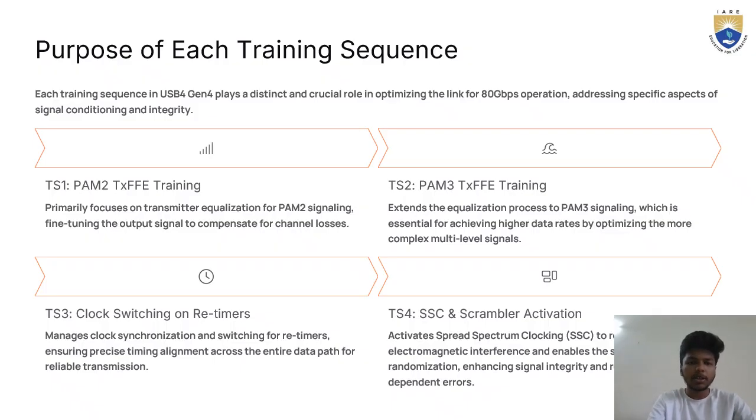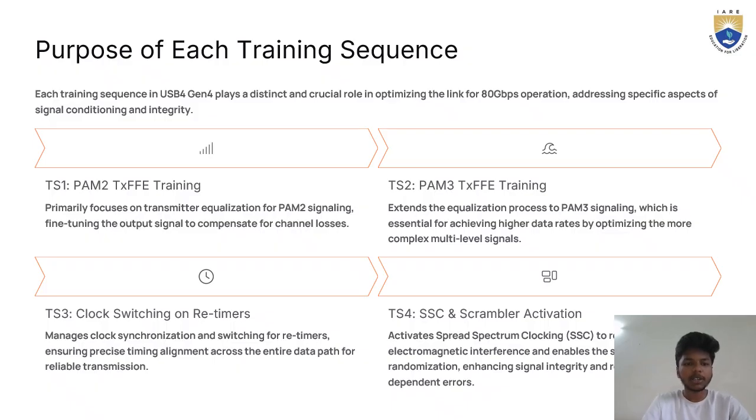The first primarily focuses on transmitter equalization for PAM2 signaling, fine-tuning the output signal to compensate for channel losses. And the second one extends the equalization process to PAM3 signaling, which is essential for achieving higher data rates by optimizing the more complex multi-level signals. And the third one is clock switching on retimers.